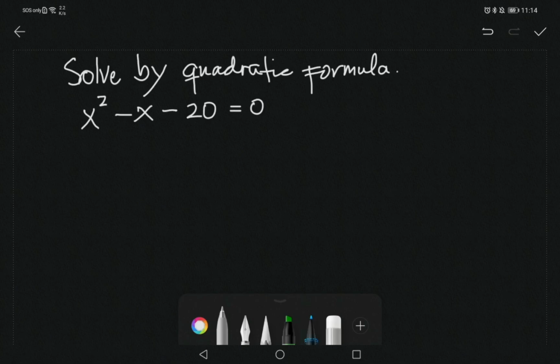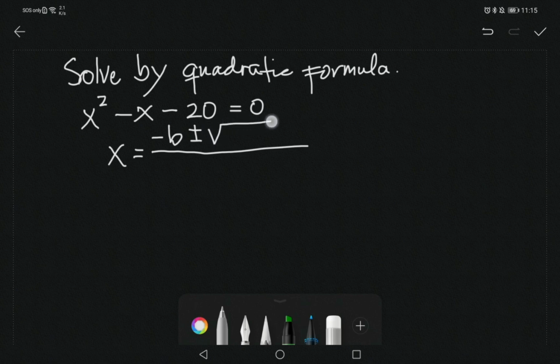Solve by quadratic formula. So our example, x squared minus x minus 20 equals 0. The quadratic formula is x equals minus b plus and minus square root of b squared minus 4ac over 2a.